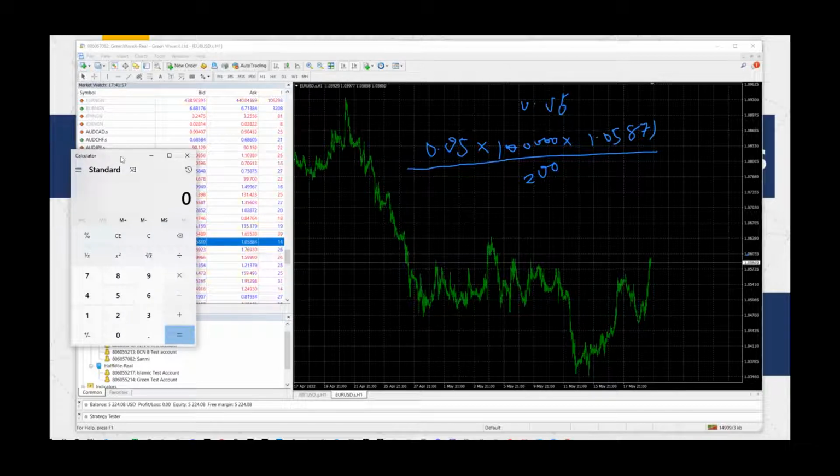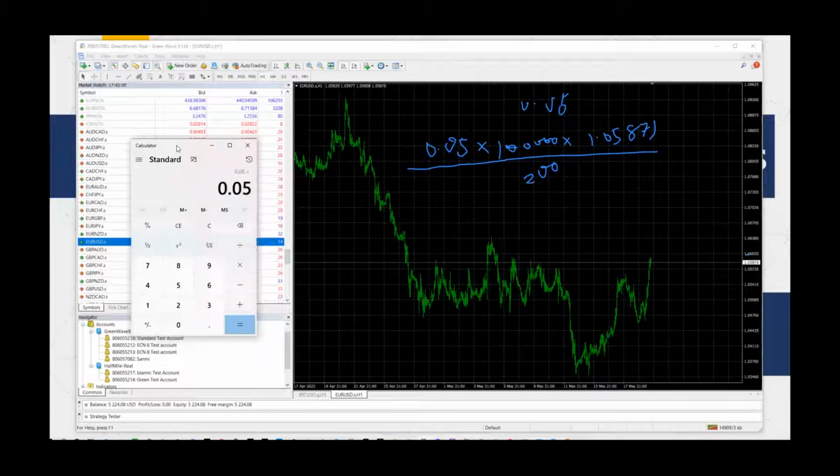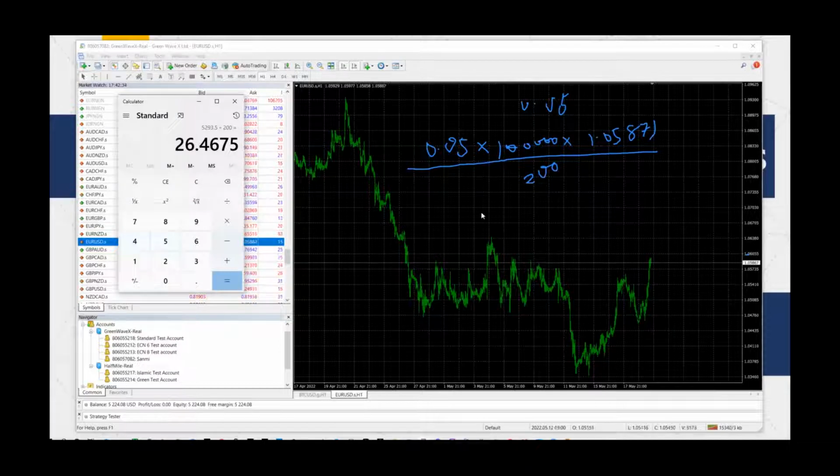Let me do the calculation here. That's 0.05 times 100,000, and then multiply by 1.05871. It's actually changing, so you might not get the exact figure. Let me change it to what we have now. We can get something like 0.587, then divided by 200. I don't really know exactly the leverage I'm using. So if the leverage I'm using on this account is 200, then my margin is going to be roughly 26. So let's place the trade.